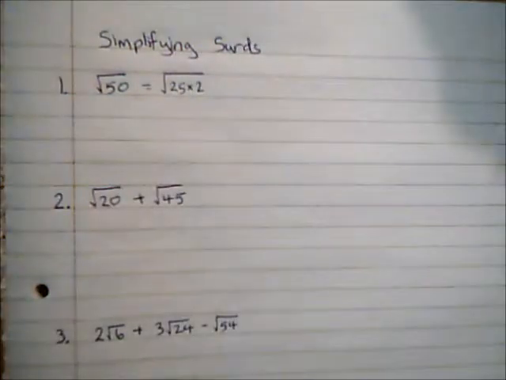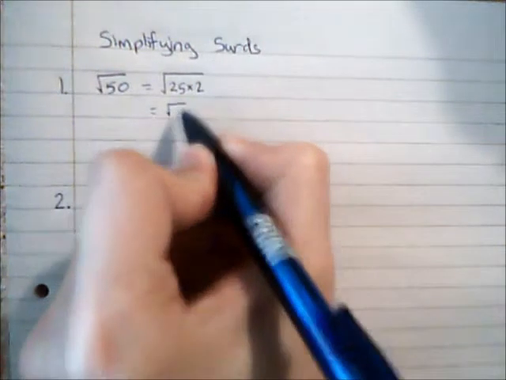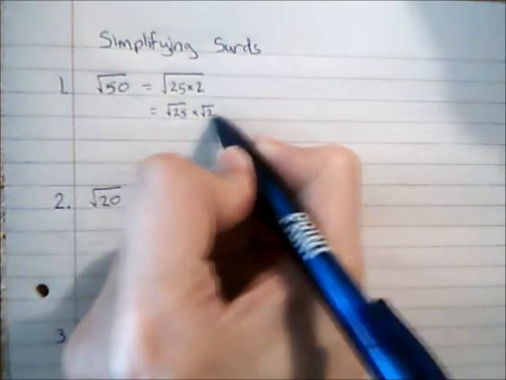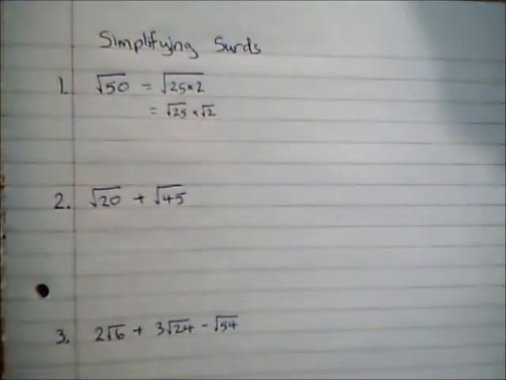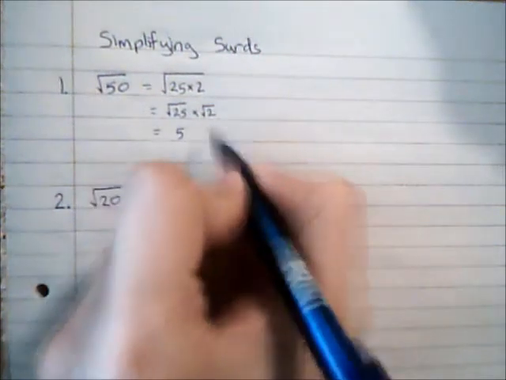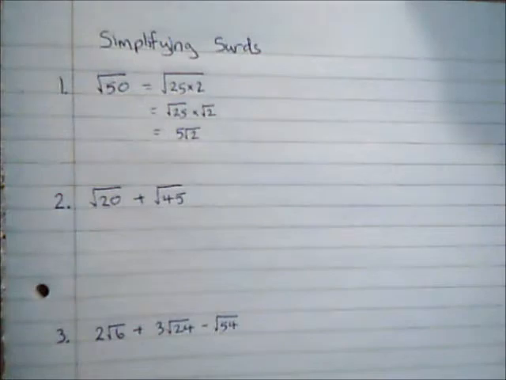And that's going to be useful because I can split this into two separate roots multiplied together. So root 25 multiplied by root 2. And the root 25 bit, I know, is the same as 5. Now the root 2 bit won't simplify any further, so I just leave the root 2 there. So root 50 can be rewritten as 5 root 2.